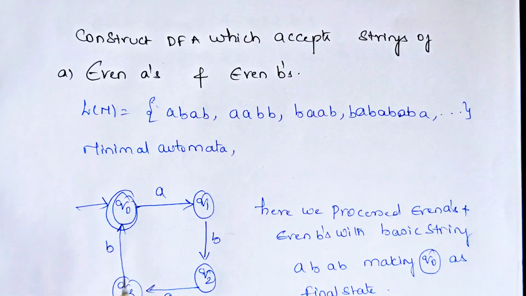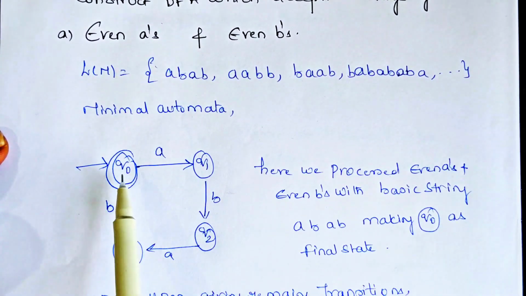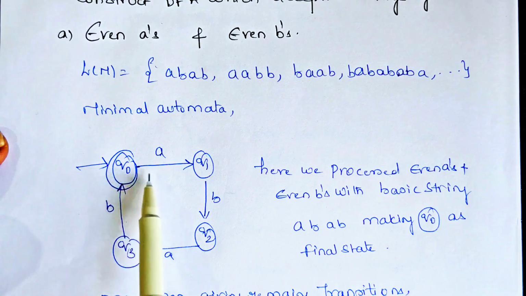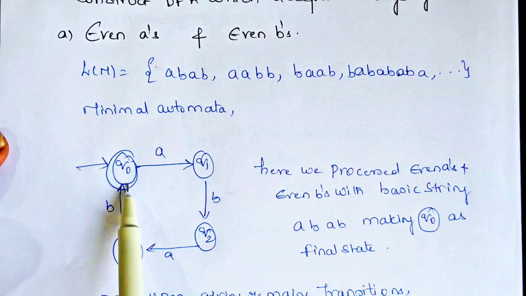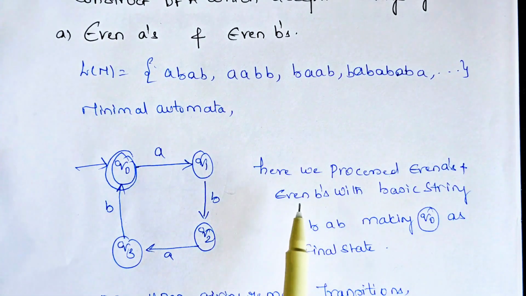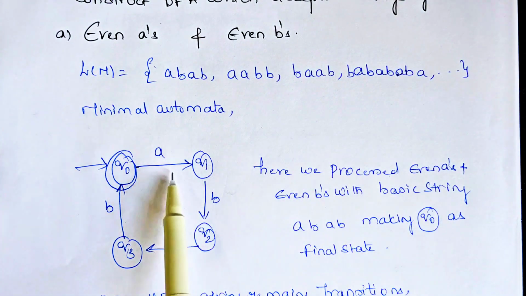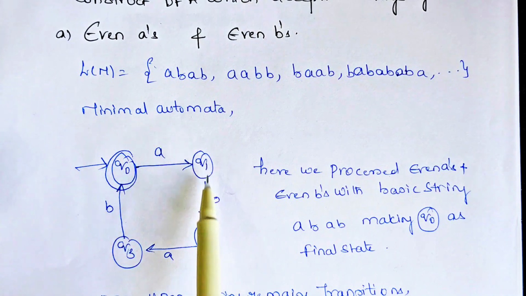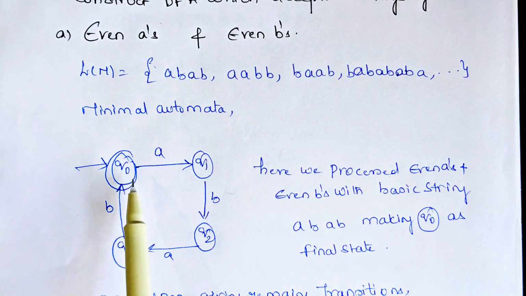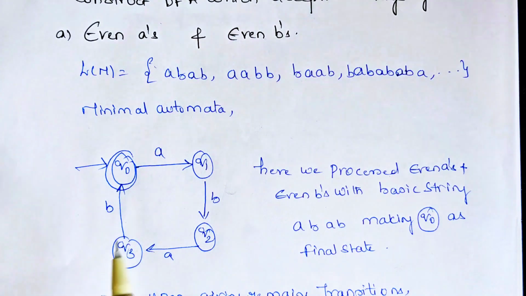The minimal automata is, from the initial state, we need to process an even number of A's and an even number of B's. So here in the minimal automata we are processing from the initial state Q0: odd A, odd B, even A, even B. So we can make this initial state a final state. Thus here we have processed an even number of A's and an even number of B's. This is the minimal automata. The sample string is AB, AB, which contains an even number of A's and an even number of B's. Based upon this, in the next step we have to construct the DFA.